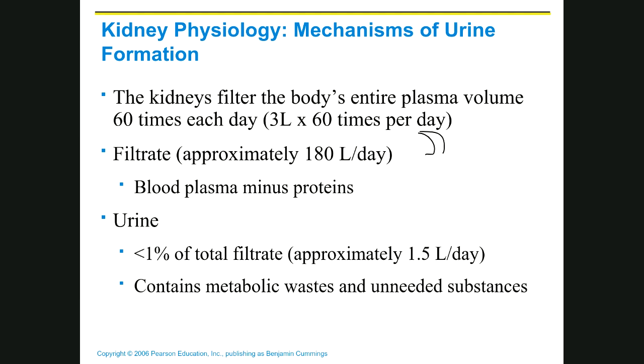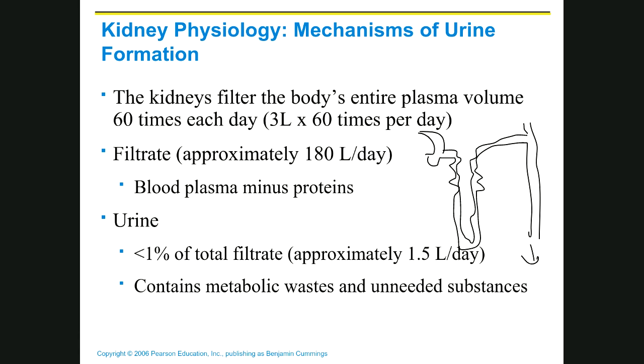That 180 liters is going to go through this whole long tube. As it goes through the tube, we're going to take stuff out, and we're going to put stuff in. By the time it goes through the whole tube, it's going to be urine. So filtrate is what comes in, and urine is what goes out. But there's 180 liters of filtrate, and we don't have anywhere near that much urine.